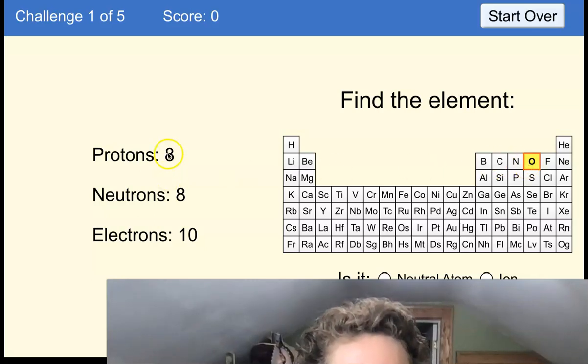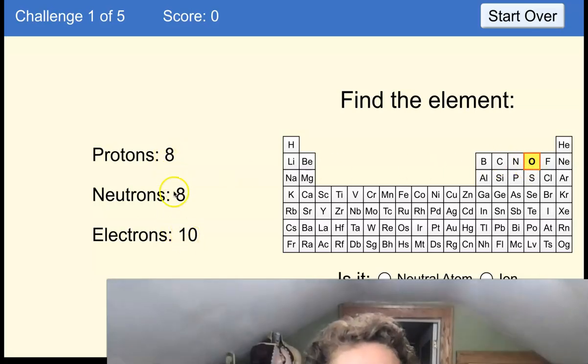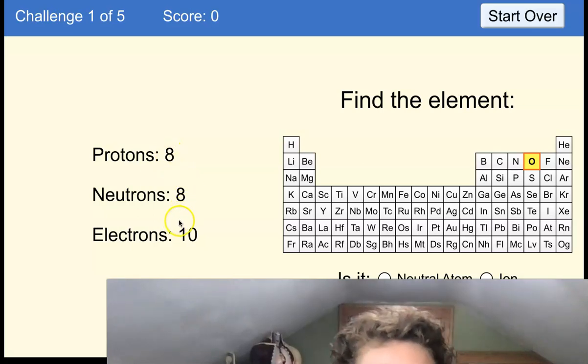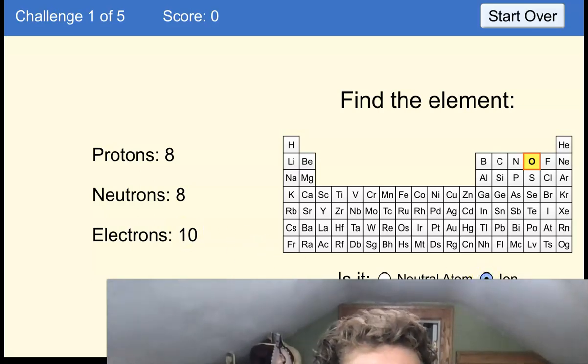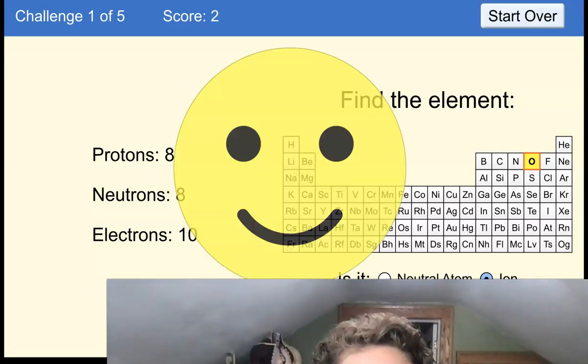All right, it has 8 protons and 10 electrons. 8 minus 10, because electrons are negatively charged, means it has a charge of -2. So it's an ion, it's not neutral. If its charge is 0, it's neutral. All right, awesome, we got that one correct.